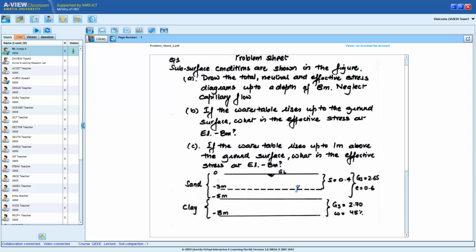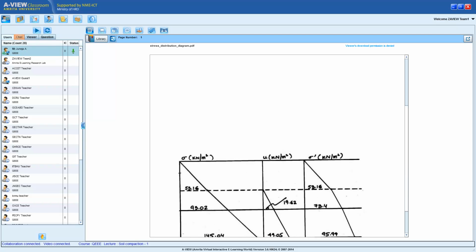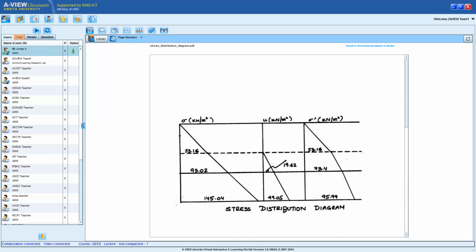The stress distribution diagram should look something like this at the bottom. So that's the total stress distribution. Like I said, you've got to try this at home. The last one, we've just done 53, 93, that's the total stress.